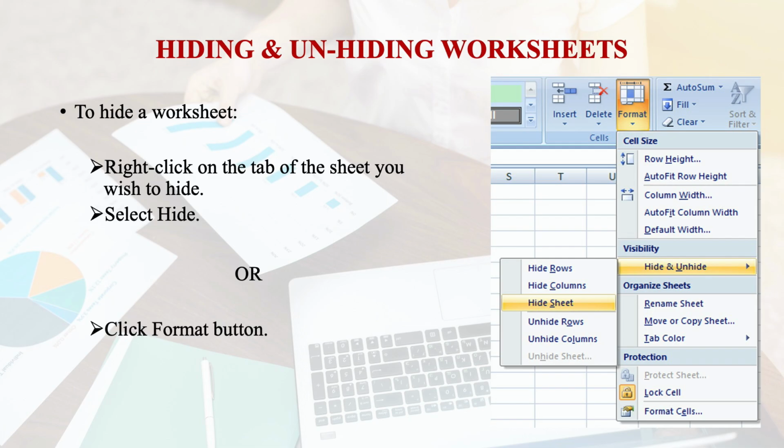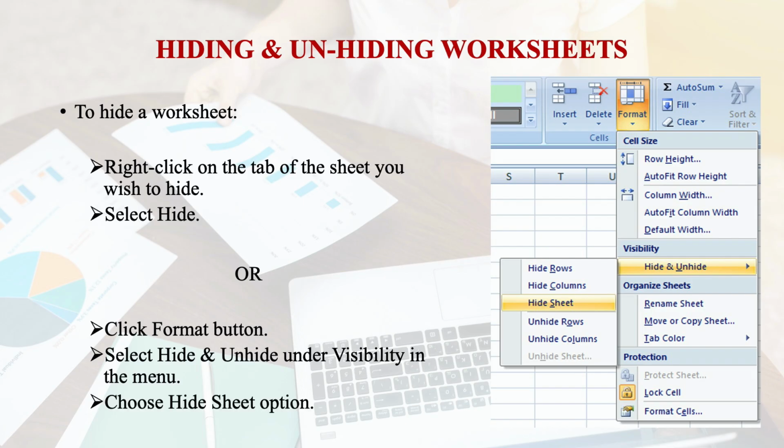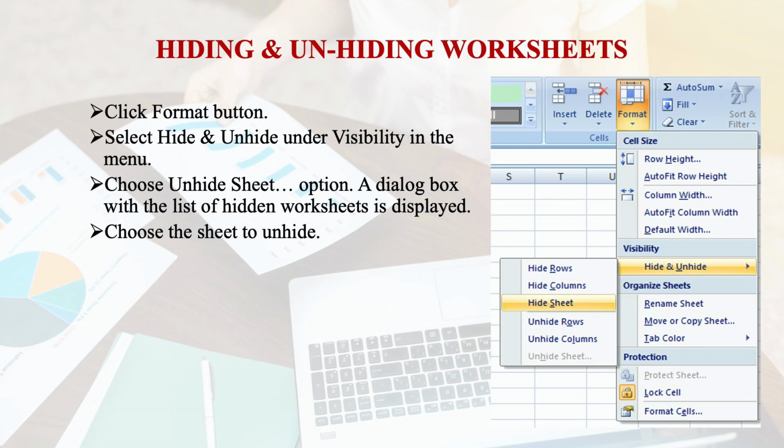Apart from this, you can go to the Format button on the Home tab and select the Hide and Unhide option available under Visibility in the menu. The moment you select the Hide and Unhide option, you can go for hiding a sheet or hiding a workbook, and other options are also available. Accordingly, as per your requirements, you can select it and the action will be performed.